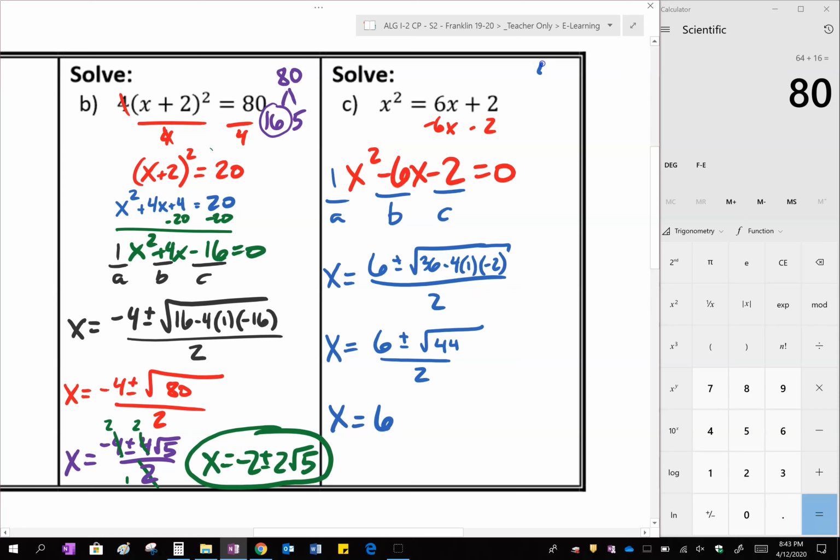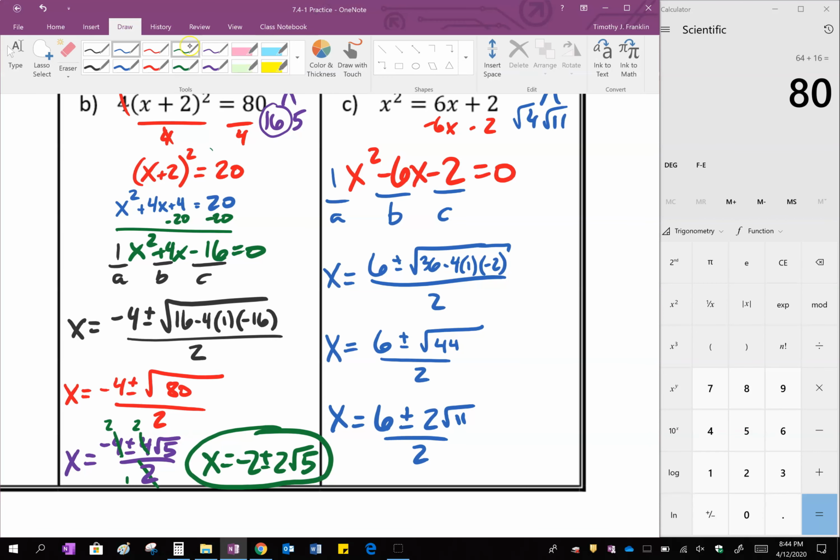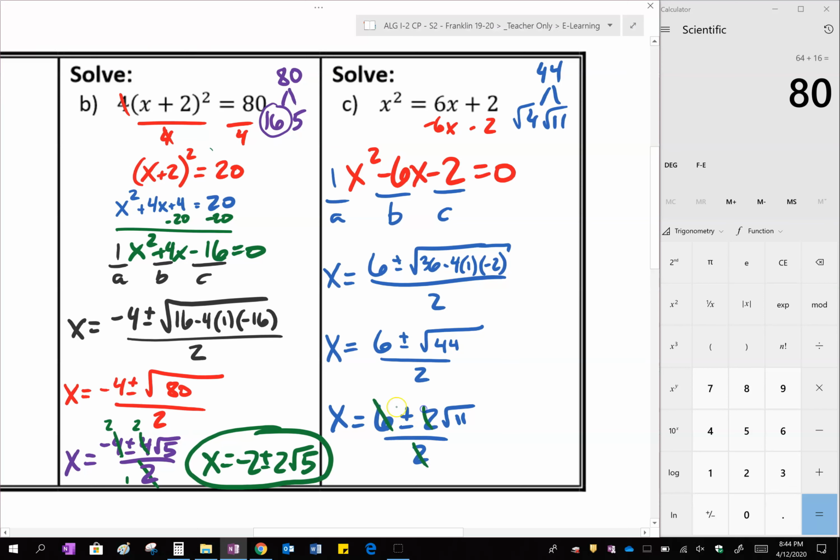Well, 44 is 4 and 11. And the square root of 4 is 2. So 2 root 11 over 2. And we can divide all those by 2 there. We can simplify that. So x here equals 3 plus and minus the square root of 11. So there you have it.